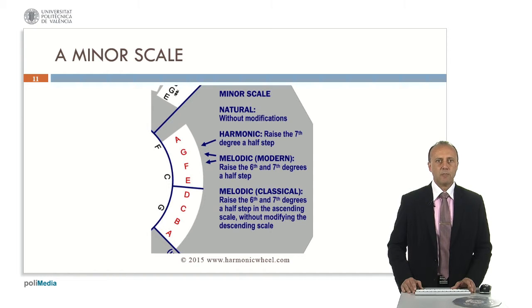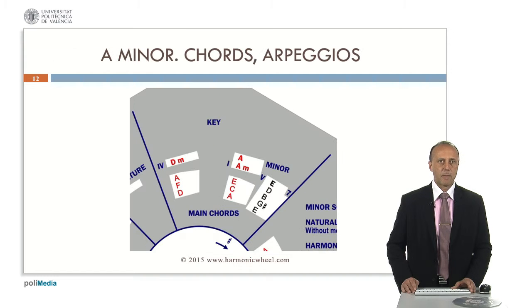So we have a modern version, which is very used in jazz, for example, which raises the 6th and 7th degrees, both in the ascending and the descending scale. The other version is the classical melodic scale, where the 6th and 7th degrees are raised only in the ascending scale, but not in the descending scale.